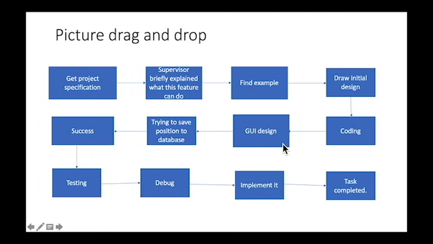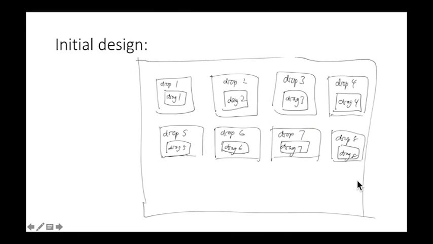After coding the GUI design, I'm trying to save the position to the database. So after the merchant saves their positions, the position in the customer page will also change. And then after I make it, I run testing on it, debug the errors, and then implement it, and the task is completed.